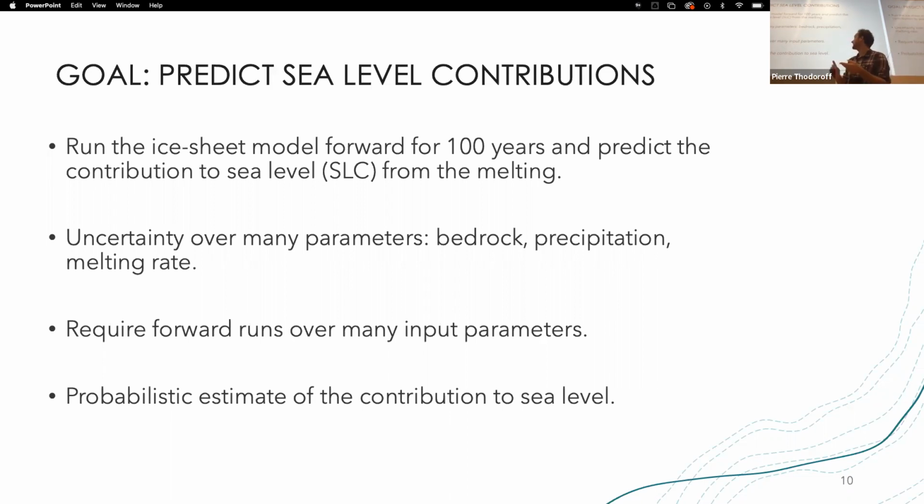We don't know the bedrock, we don't know the precipitation rate, we don't know the melting rate. There are lots of different variables we don't know. So the way they work with this is that they do lots of runs over all those input parameters, and they do a probabilistic average of what it would look like based on the uncertainty of the parameters.